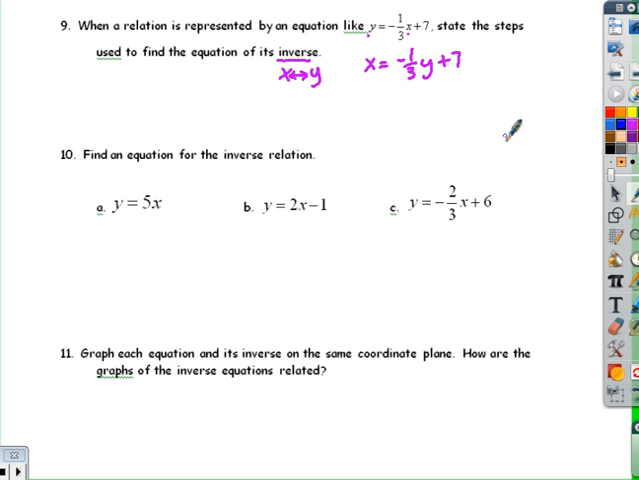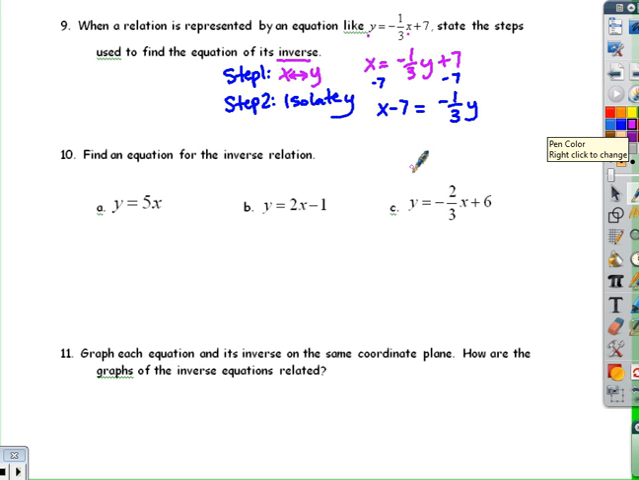So that's my first step. Step 1, switch x and y. And step 2 is just, well, now get y by itself. Isolate y. So to get y by itself, I need to get rid of this plus 7 and this negative 1/3 multiplied. So I want to maybe subtract 7 first. So we end up with x minus 7 equals negative 1/3 y.